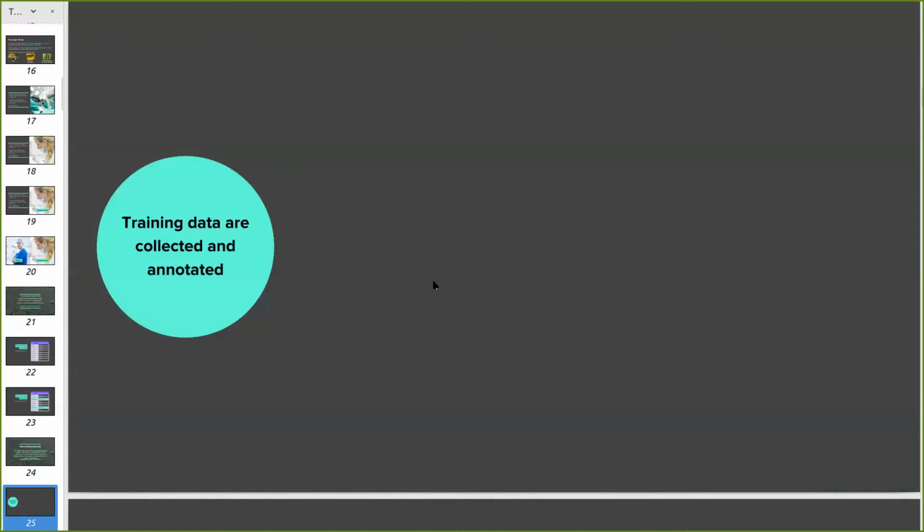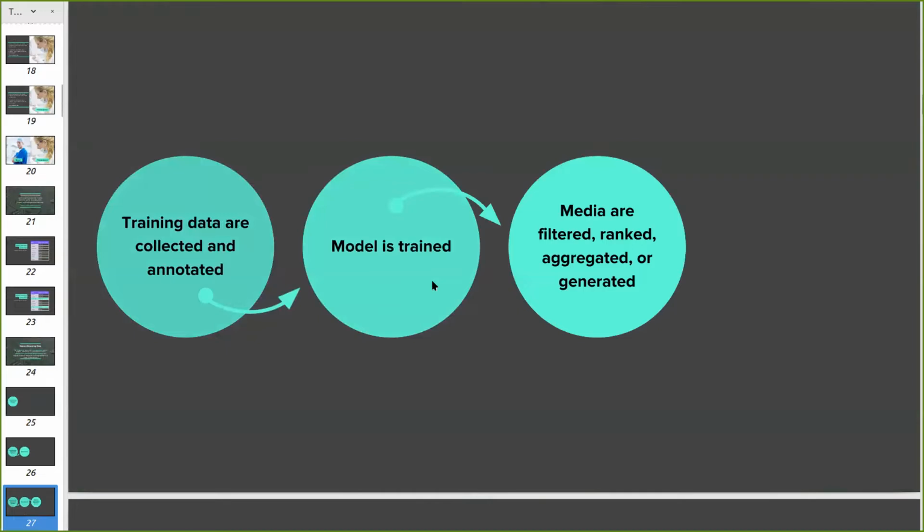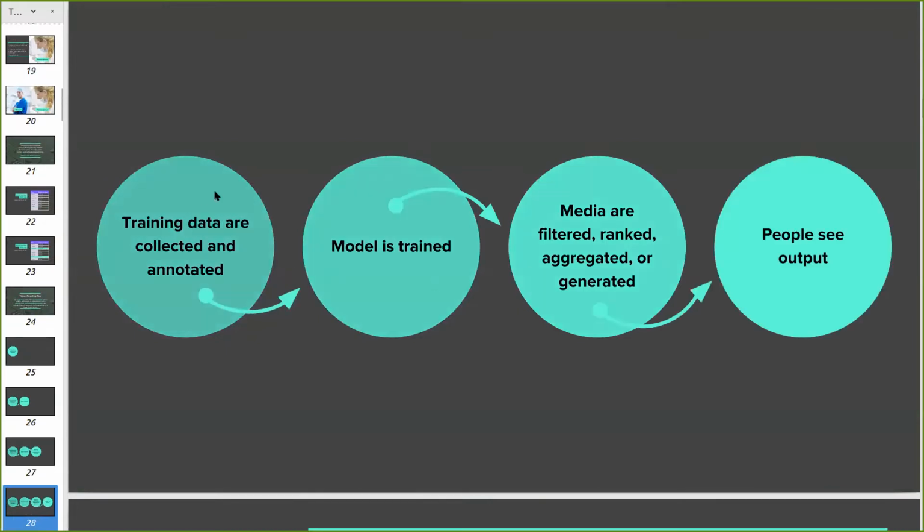So this is how the pipeline of an ML model or some computation model would look like. We get started with our training data, we collect all the data, and then we annotate our data, which is nothing but labeling our data, and then we train our model, and then there is some sort of filtering, ranking, and aggregation that is done, and finally we get the outputs. So this is a very high level structure of the end-to-end pipeline of modeling.